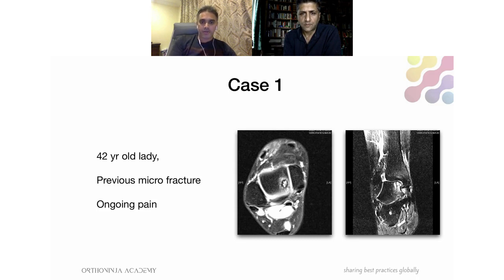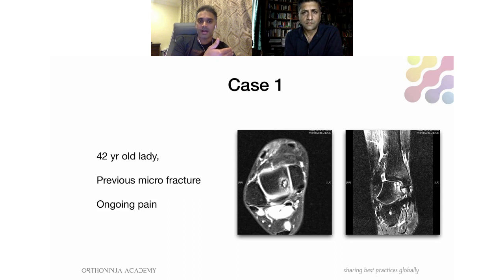This patient is one of my patients. She had actually had a microfracture done by a hand surgeon and referred to me with ongoing pain. So the question you've got to ask yourself is, are you going to re-microfracture again? Now, based on the consensus statement we've discussed, if you're confident that the microfracture was done well, or if you have done it and the patient still has pain, then you shouldn't be microfracturing.